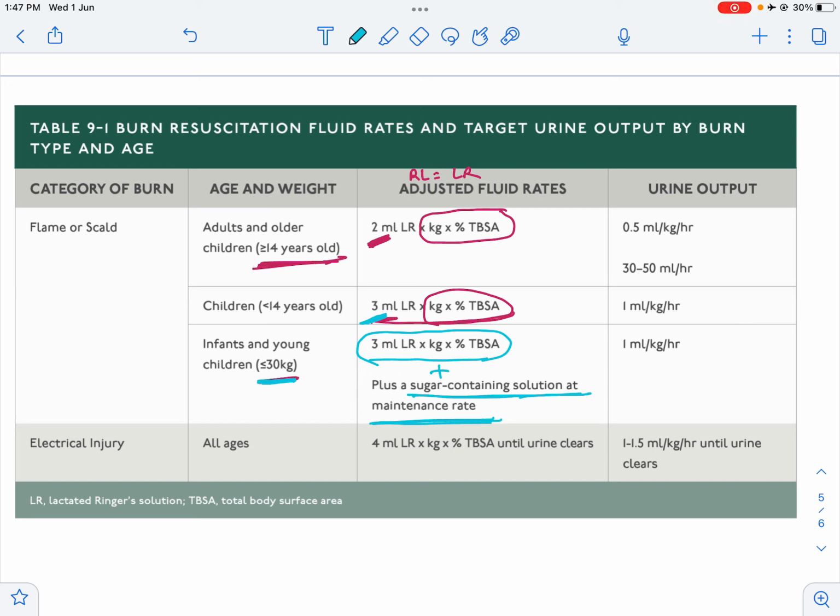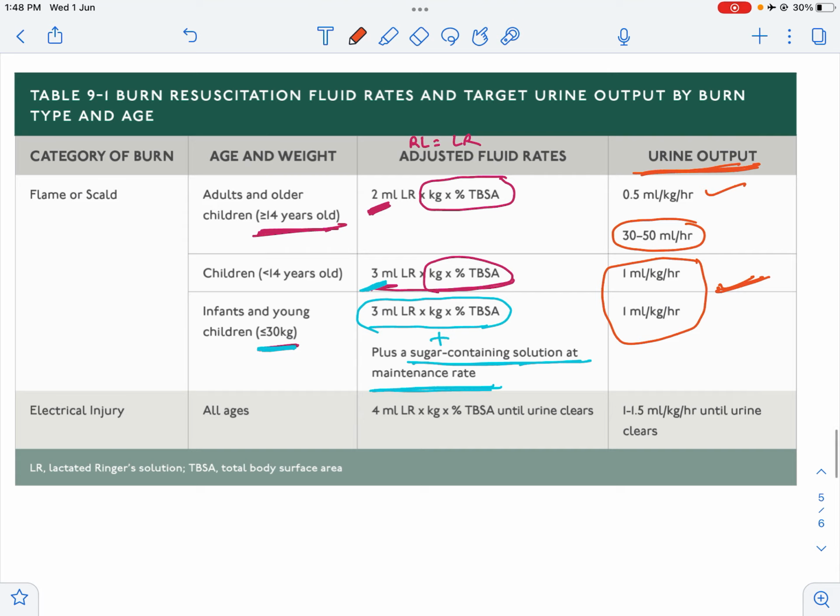Now, the resuscitation will be discussed in a later video, but what you have to bear in mind is that the resuscitation is monitored by taking a look at the urine output. So you insert a Foley's catheter and you measure the urine output. So in adults and older children, the urine output should be 30 to 50 ml per hour, which is roughly 0.5 ml per kg per hour. In less than 14 years old, it is 1 ml per kg per hour. So if the urine output is less than this or more than this, you can titrate the amount of fluids that you are giving.